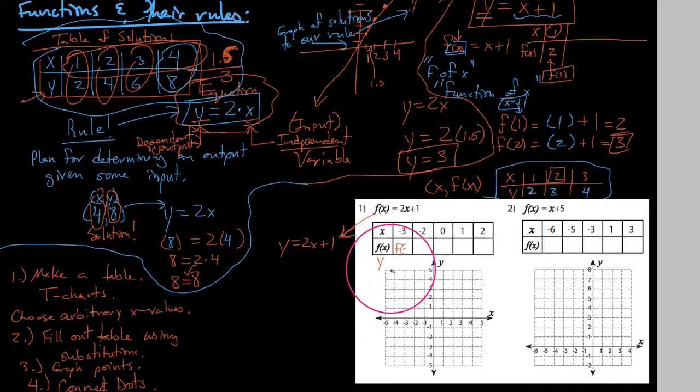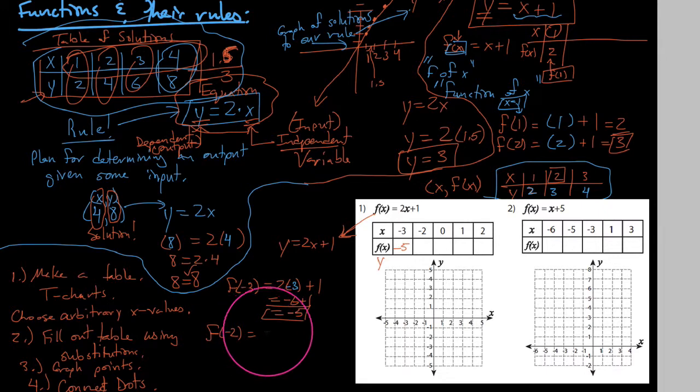Okay, so f of -3 we don't know, but keep in mind, all that means is this. Wherever we see an x in our function, we're going to take it out and put in a -3. So in this case, we get -6 plus 1. So we get an output of -5 when we input a -3. So we say -5.